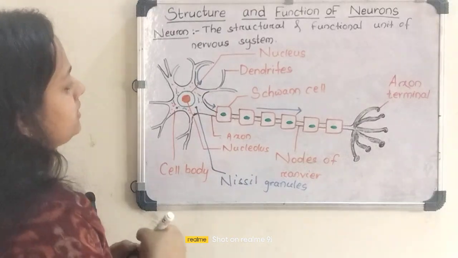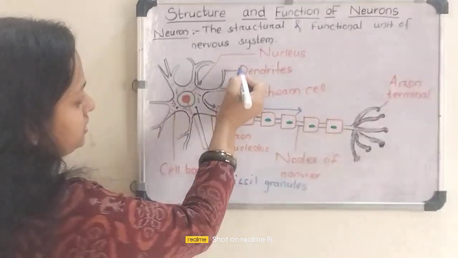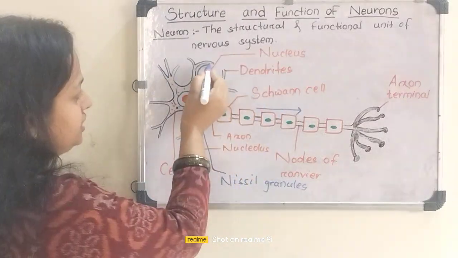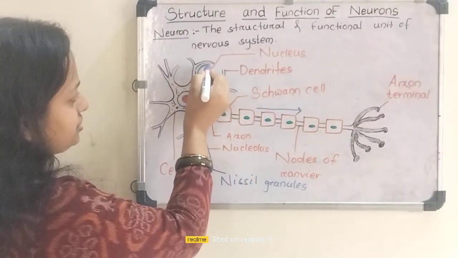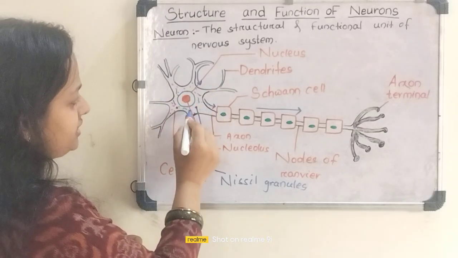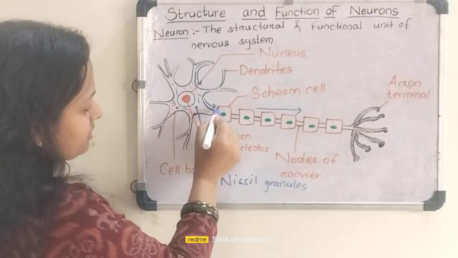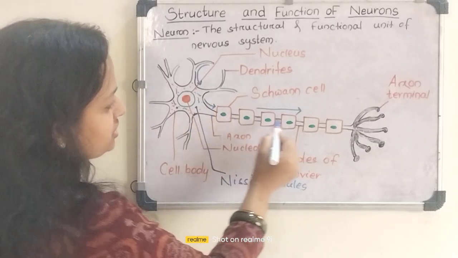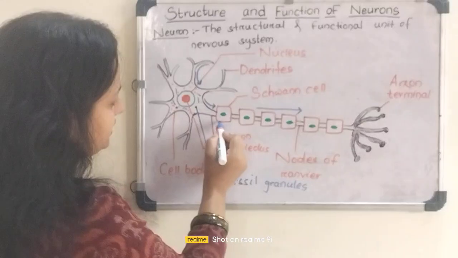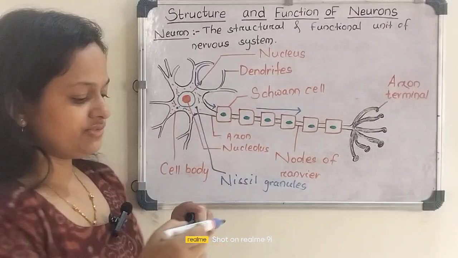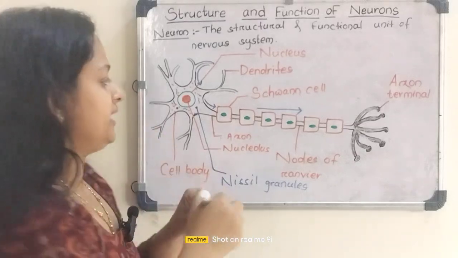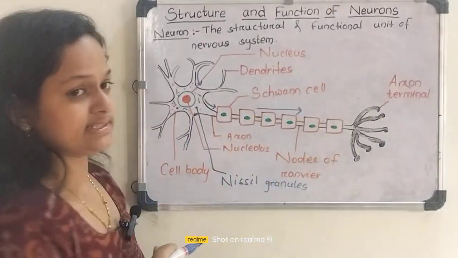And here, when the impulse comes from another neuron through this dendrite branch-like structure, then it enters into the cell body, and from the cell body it then passes to the axon, which is the long slender-like structure. And here you can see these are the cells which are present like a covering on the axon, and these cells are the Schwann cells.